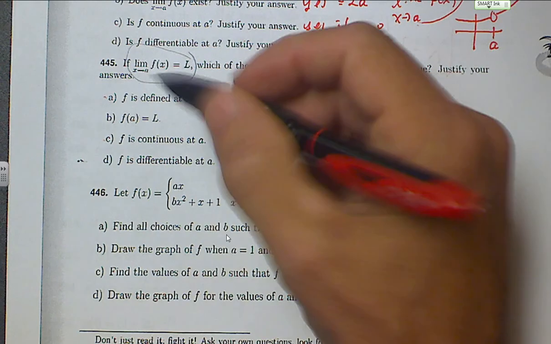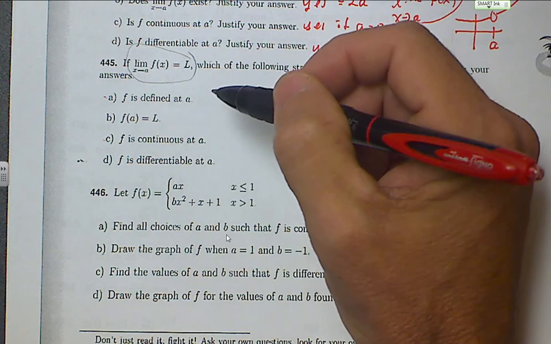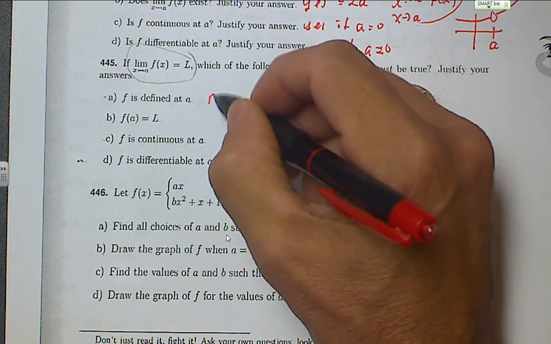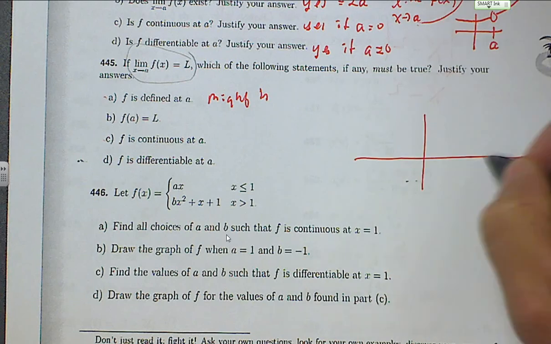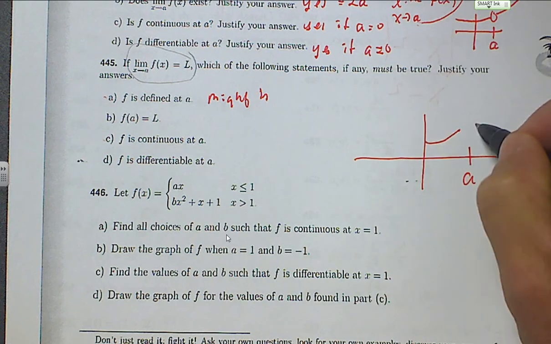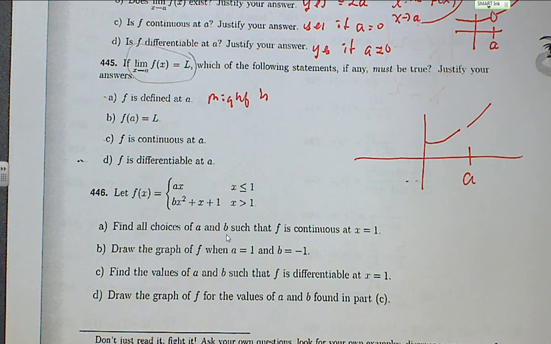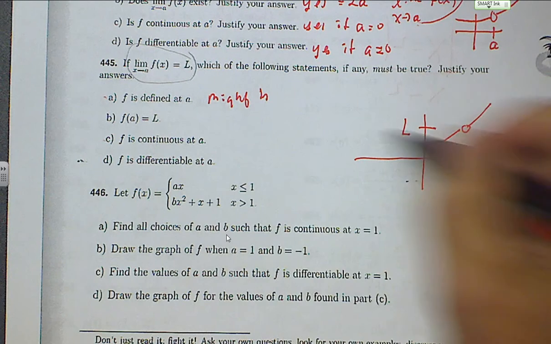So is f defined at A? Not necessarily. Could be. Might be. An example of a graph would be this right here. Here's my A. The limit exists. I know nothing about that point. So the limit is L, right? That's the y value you're approaching from the left and the right. The limit is L, some number, okay? But I don't know about f of A.